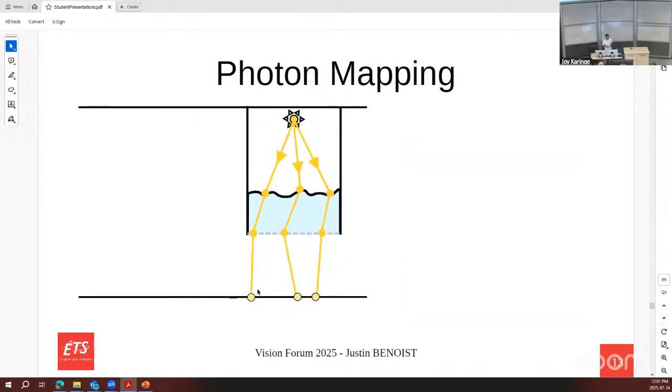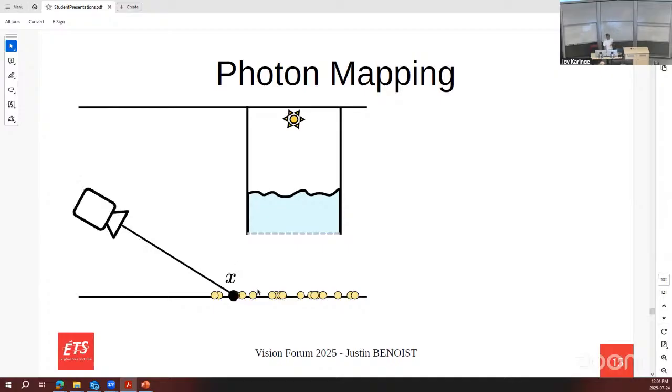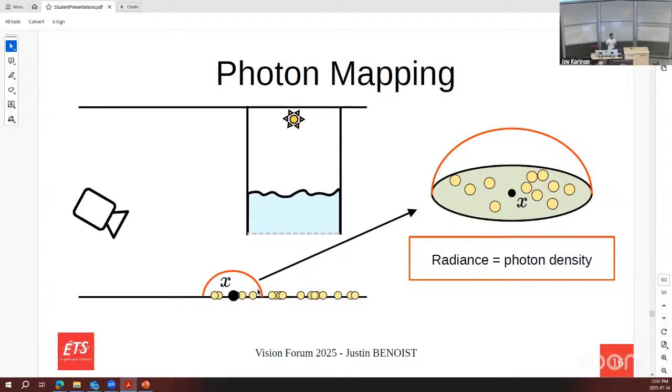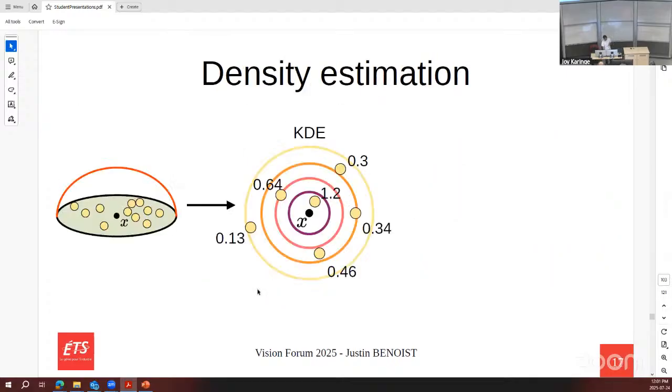One way to render caustics is to use a technique called photon mapping. In photon mapping, we start from the light and shoot virtual particles called photons. They bounce around the scene and deposit on surfaces, and at some point we can gather the created photon map to estimate the density of photons around the query point and get the final radiance of the pixel. This way you can render good caustics.